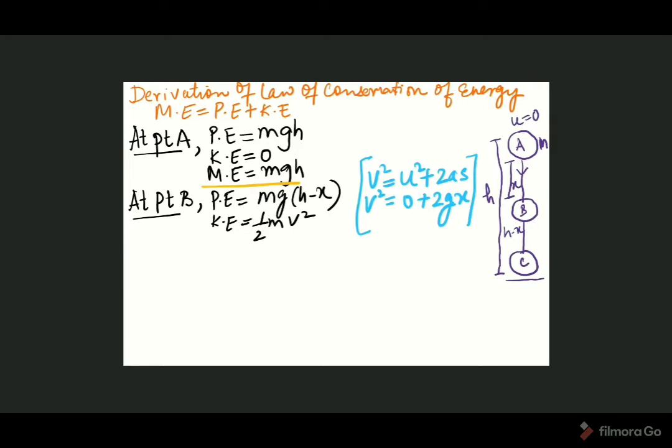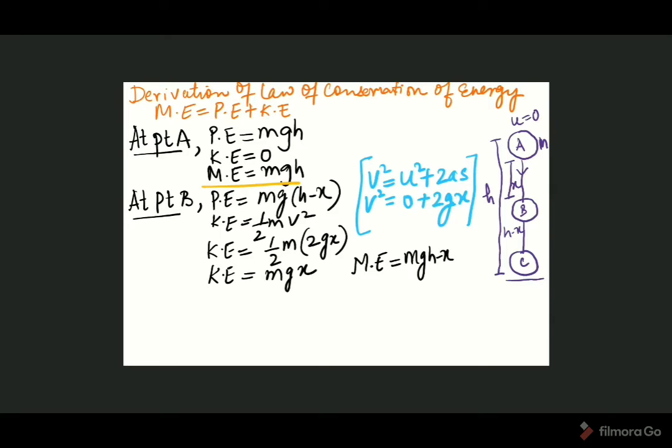So I will just place it here and I'll get the kinetic energy formula as half of m times 2gx from this equation, and the final energy will be mgx. Now taking the case of the total energy, the total energy, which is the mechanical energy, will be equal to mg(h minus x) plus mgx, which will definitely be giving me mgh, which is the same as my first case.